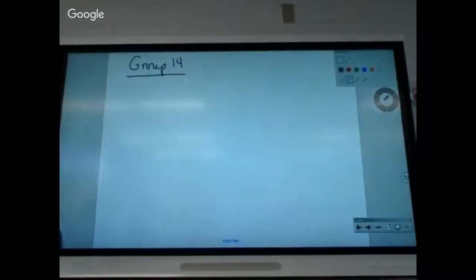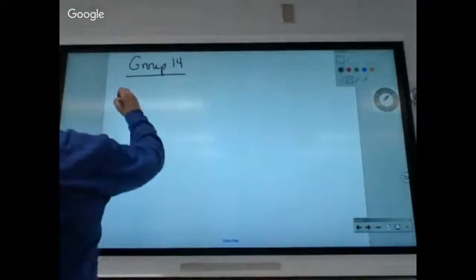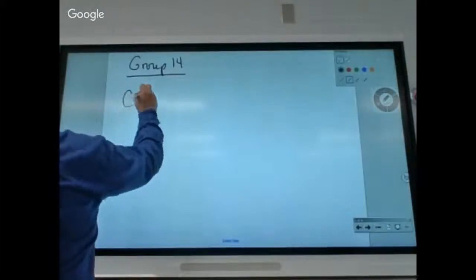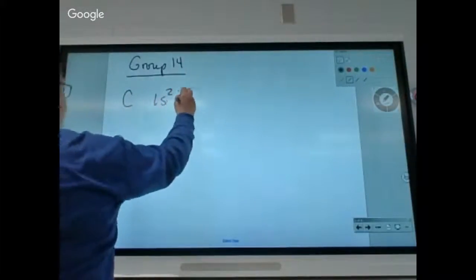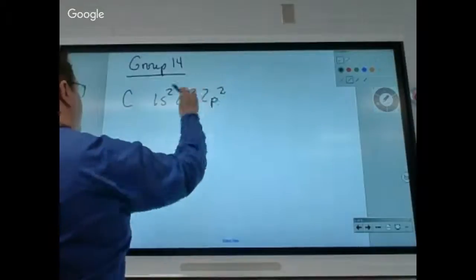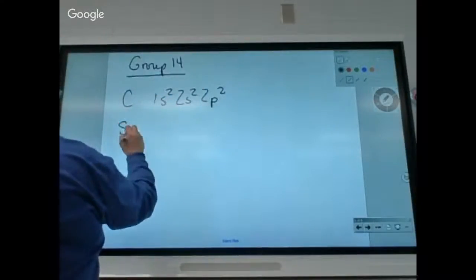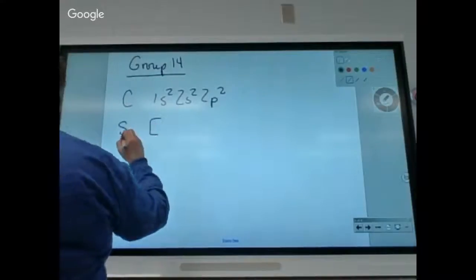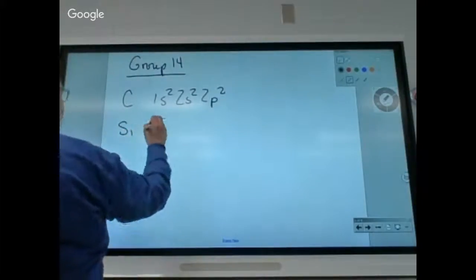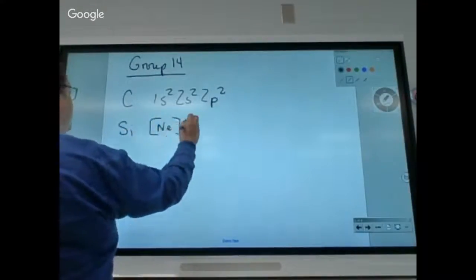All right, so group 14. All right, if we write carbon. This is when we're going to have to lose some, isn't it? Hold on. I mean, gain some. Or you can do either. What were you going to say, Cecilia? Oh, never mind. Go ahead.